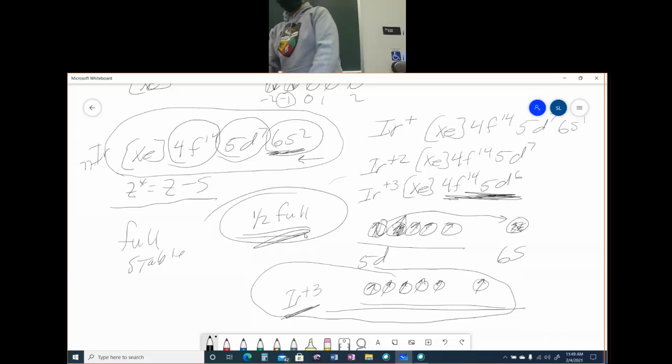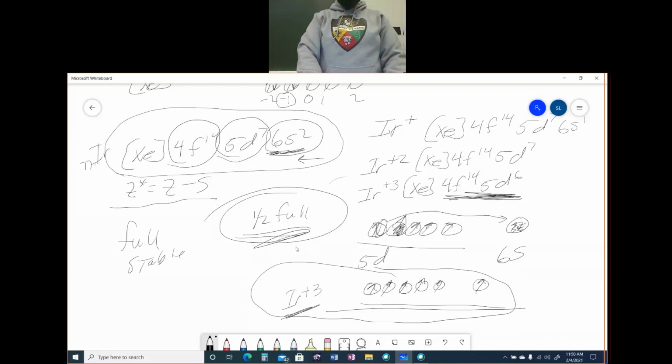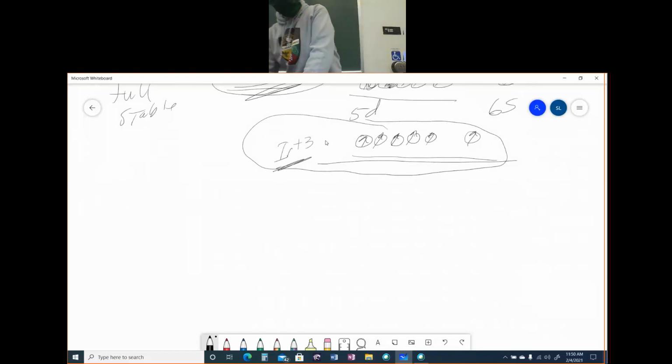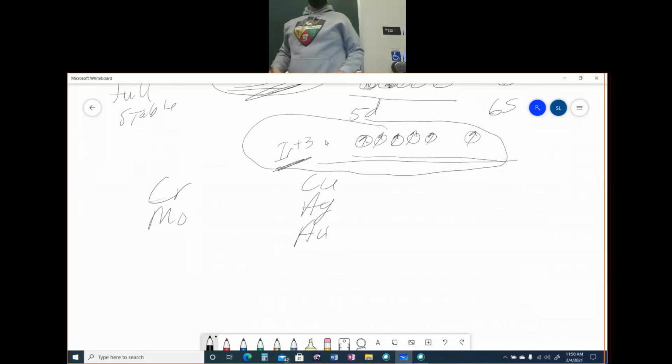Half full is also very stable. Most of the exceptions are based on that. So the ones that we had to know for Gen Chem, I will continue to make you aware of those. You need to know chromium, molybdenum, and then your copper, silver, and gold. There's a bunch more, but these are the classics.